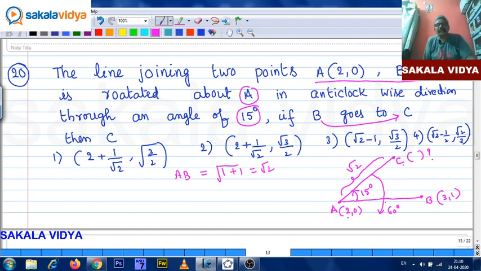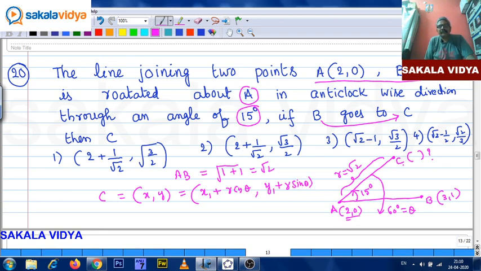That means we need to apply parametric equations. For example, C is equal to x comma y, with r value 2 and theta value 60 degrees. We can write this as x1 plus r cos theta comma y1 plus r sin theta. So, this is x1 comma y1.